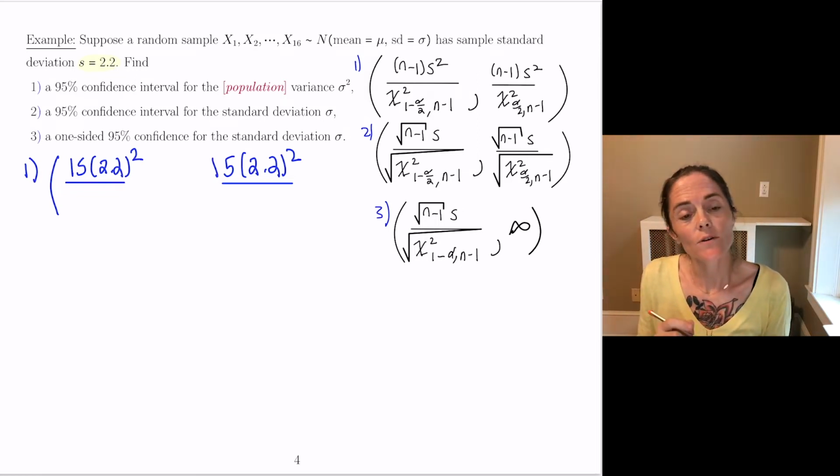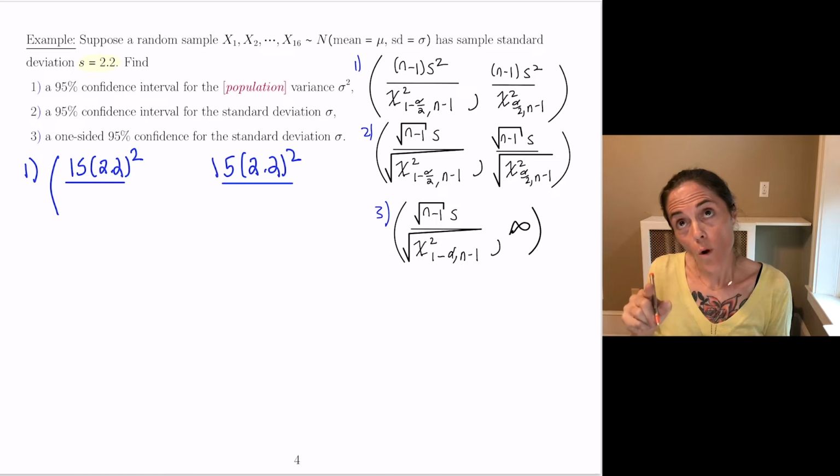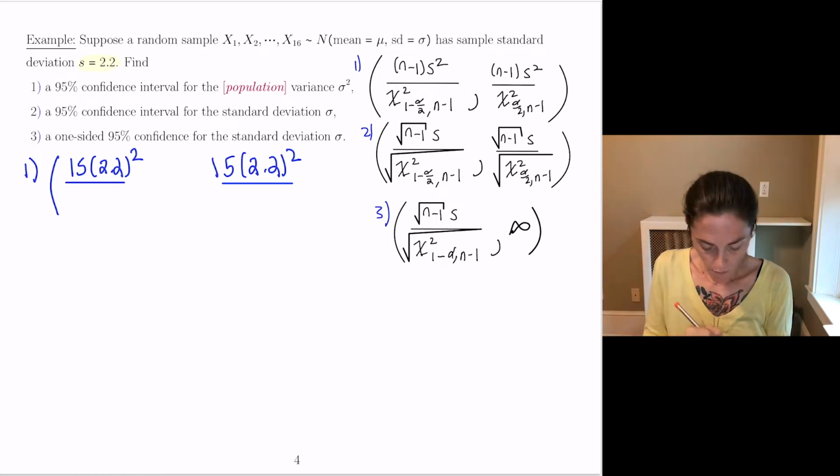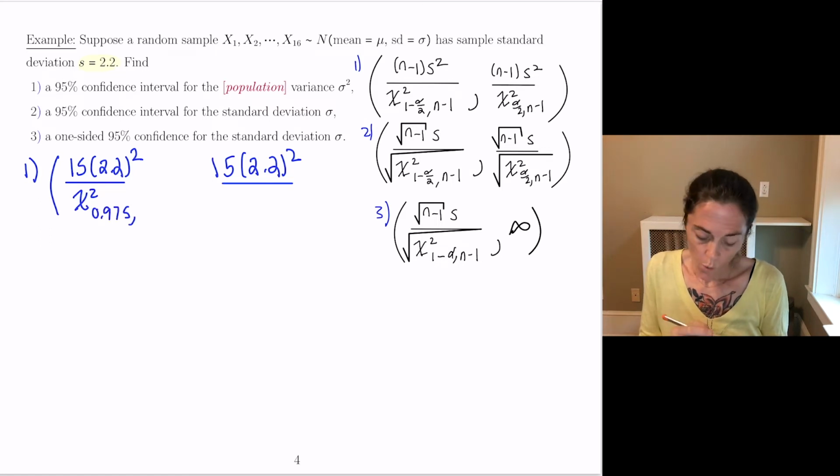Here, alpha over 2 is 0.025. So here, this will be chi-square 0.975 with 15 degrees of freedom, and chi-square 0.025 with 15 degrees of freedom.